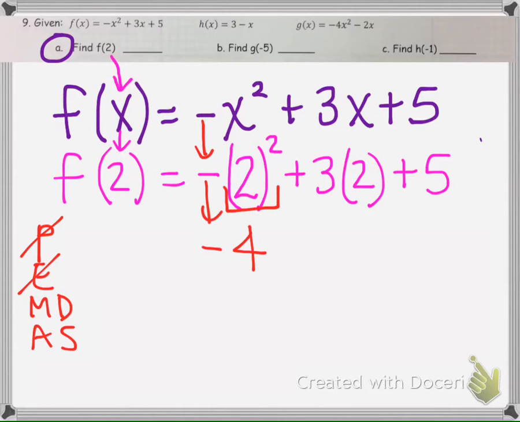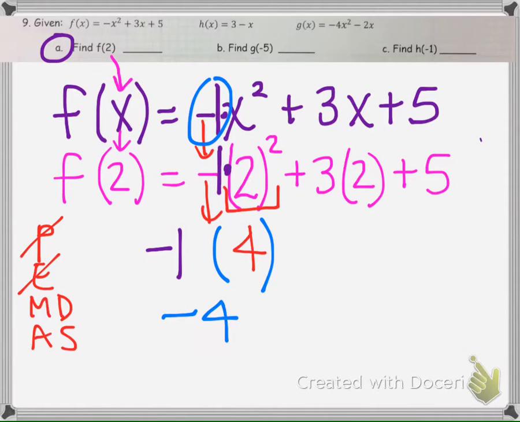Another way to think about it, if it helps you, is that in front of every variable, we could put a coefficient of a 1. So this is essentially saying -1 times x squared. So if it helps you, you can put a -1 right here. So then it would look like this: -1 times x squared, which is -4. So that's another option. If it helps you, put the -1 there.